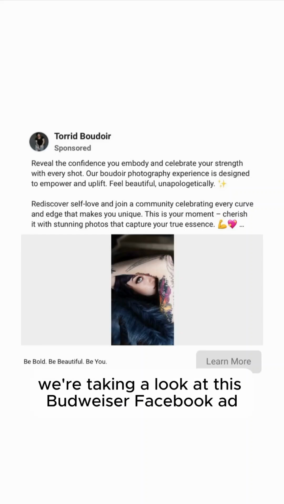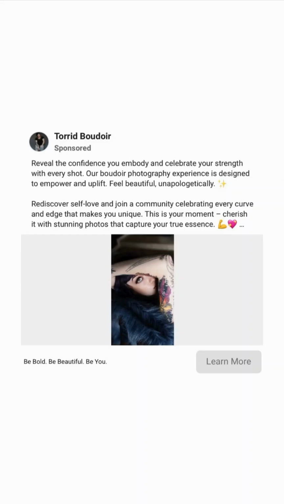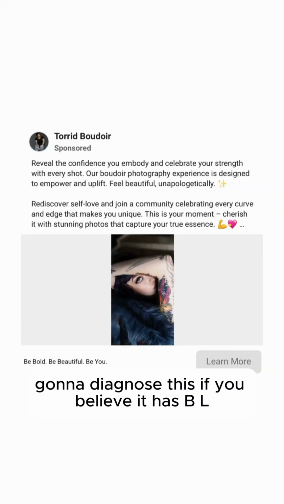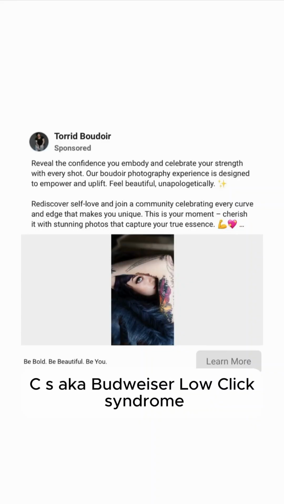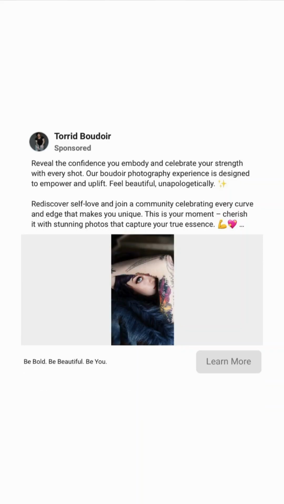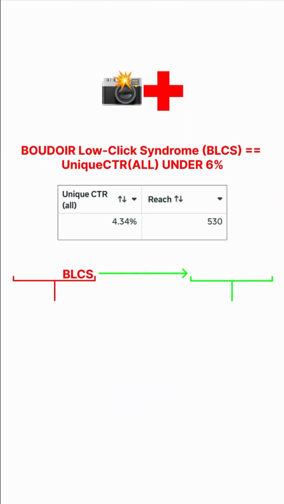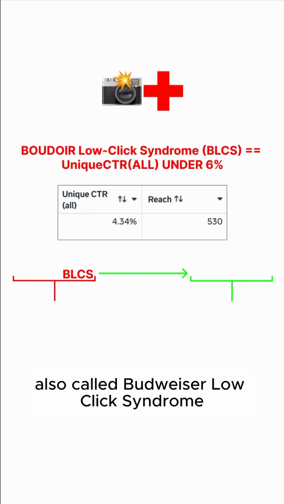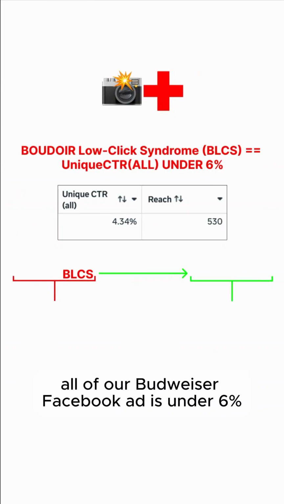All right, y'all, we're taking a look at this Boudoir Facebook ad. I'm going to diagnose if we believe it has BLCS, aka Boudoir low click syndrome. BLCS, also called Boudoir low click syndrome, is when the unique CTR all of our Boudoir Facebook ad is under 6%.